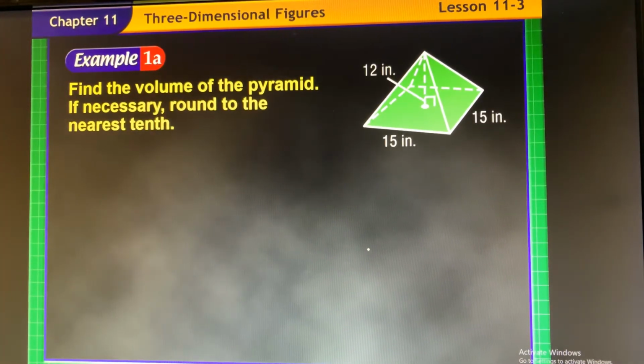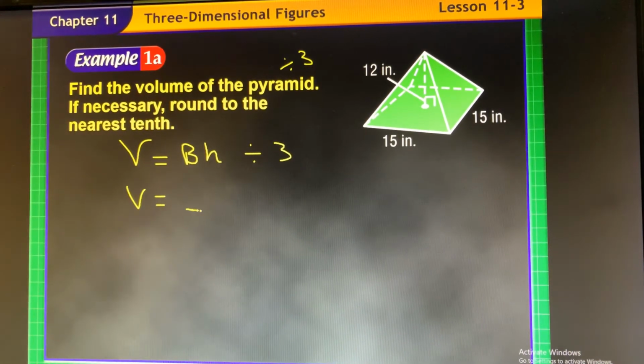Identify the figure. It is a square pyramid. Because it's a pyramid, I know it's going to be a third the size. So I'm going to go volume is equal to area of the base times the height divided by 3. Volume is equal to 3 lines divided by 3. Area of the base, it's a square. It's 15 by 15. Now, what's the difference?